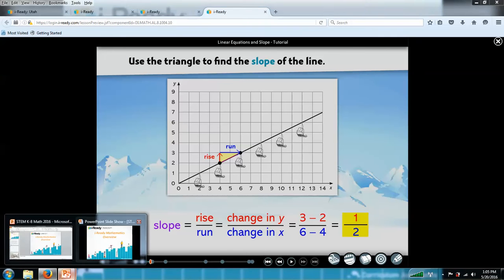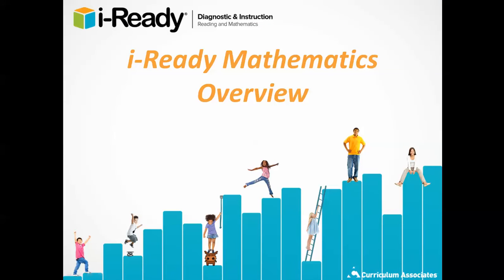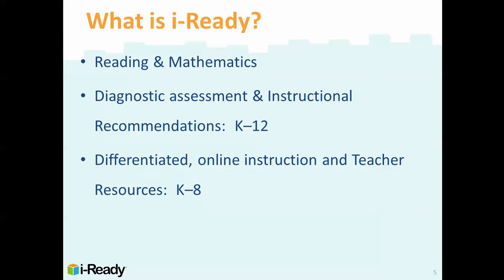So let's go back and talk about AIReady a little bit more, just in kind of a high-level view. So what is AIReady? Yes, we're talking specifically today about the mathematics program, but AIReady is a program. We provide instruction in math and reading. So we have a diagnostic assessment that goes grades K through 12, and then we provide differentiated online instruction and teacher resources up through the end of 8th grade.